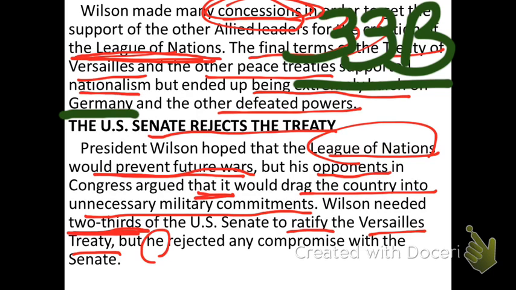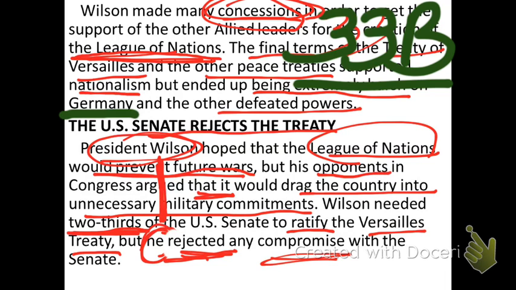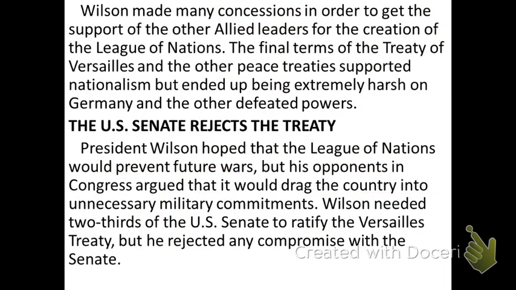But Woodrow Wilson rejected, let me clean that up so you can see the R there. There you go. He rejected any compromise with the Senate. Because he failed to compromise, the Treaty of Versailles was never ratified by us.